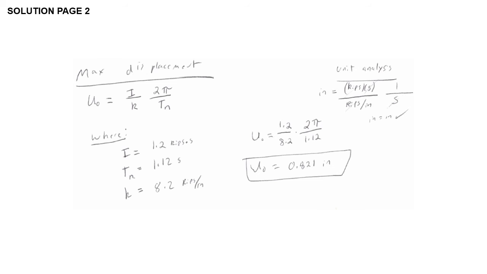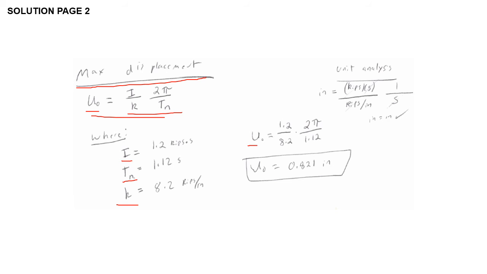So with that information, we can now move on to calculate our max displacement. We have our general equation here for max displacement, our u naught is equal to I over k times 2 pi over T sub n. We have most of this information already given to us. We've just solved for our I term on the previous page. We have our T sub n and our k value from the problem statement. So we can plug these into the above equation for our max displacement.